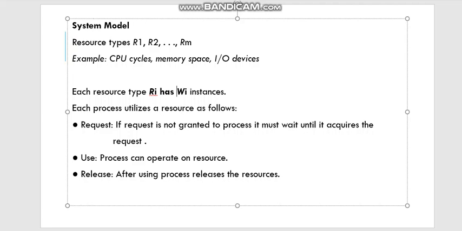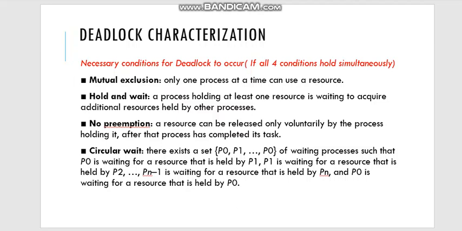Then how can we characterize a deadlock? Deadlock occurs when these four conditions occur in a system simultaneously. If you take any system, we have to check for these four conditions. The first is mutual exclusion. Mutual exclusion is nothing but only one process at a time can use a resource.